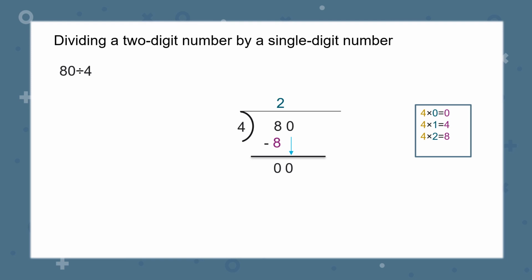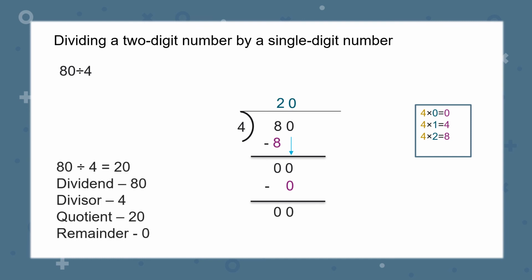Now we will take the next digit 0 down next to 0. Now we will say again the 4 times table. 4 zeros are 0, we got. So we will write 4 zeros are 0. 0 minus 0, 0. So here the final answer is 80 divided by 4 is equal to 20. Here dividend is 80, divisor is 4, quotient is 20 and remainder is 0.